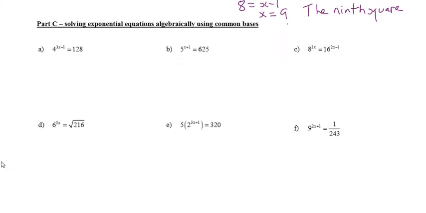Okay, part C. We're going to solve algebraically using a common base. So what we need to do is ask ourselves, can 128 be expressed as a power of 4? So you think powers of 4. 4 to the 1 is 4. 4 squared is 16. 4 cubed is 64. 4 to the 4th is 256. So I cannot write it as a power of 4.